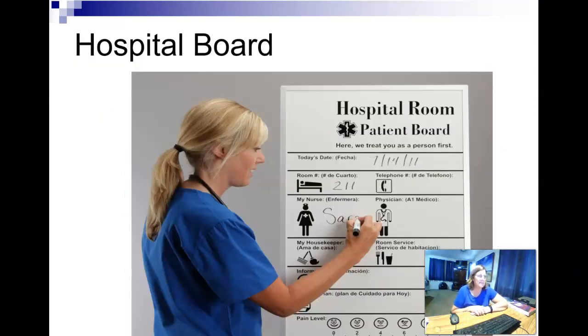Now, some facilities, hospitals in general, will have a hospital room patient board. It'll say today's date, it'll have their room number, the nurse can fill in their name, the CNA can fill in their name, and there are pain level scales on it. It's big and easy for the person to see. Just as a reminder, sometimes people wake up and they're a little confused as to where they're at. So we don't always see these in all nursing homes, but you do tend to see them in the hospitals.